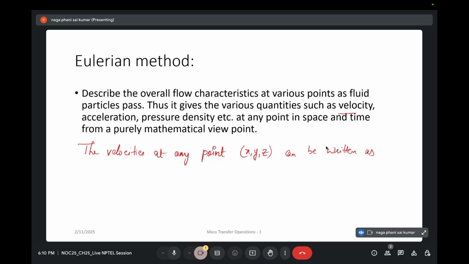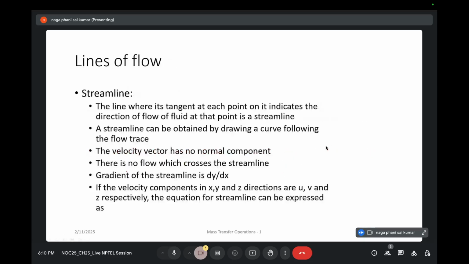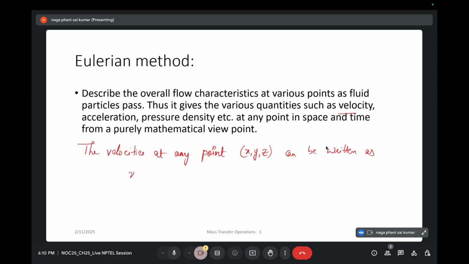Okay, so if you express u, it will be equal to f1 of x, y, z, comma t. As I have told you, it is a function of both spatial coordinates and time as well. And v will be equal to again a function of x, y, z and t, and w, that is velocity in z direction, will be equal to f3 of x, y, z, comma t.